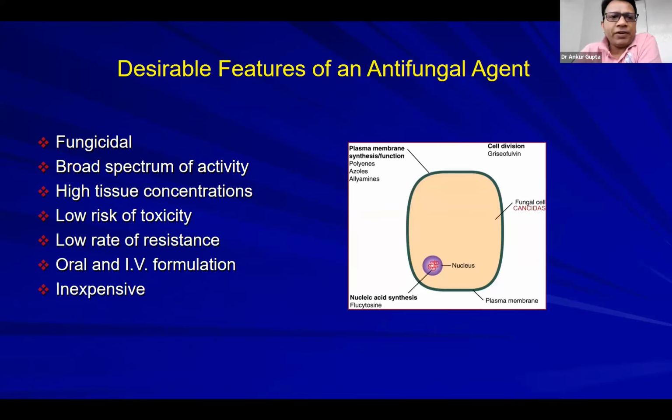What is an ideal antifungal agent? First of all, it should be fungicidal, broad spectrum, should cover Candida and Aspergillus, high tissue concentrations, low toxicity, low rate of resistance, oral and IV formulations, and ideally should be inexpensive.